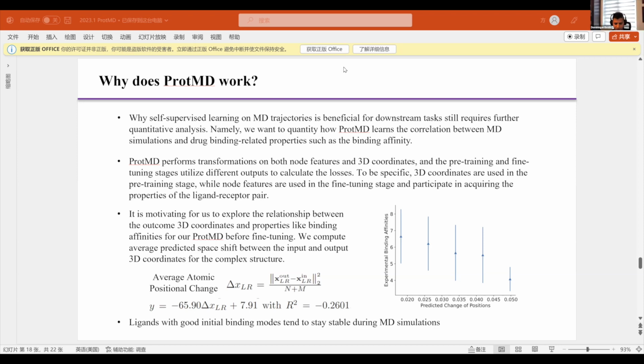I'm asking, when you do the predicted change in position, how many time steps do you look at with ProtMD? Do you only look at one? Yeah. In this analysis, we just ask the model to predict the conformation in just one time step. It's very interesting because if in one time step there's a lot of change in position, then it means it's not locked in place correctly and doesn't have a strong binding affinity.